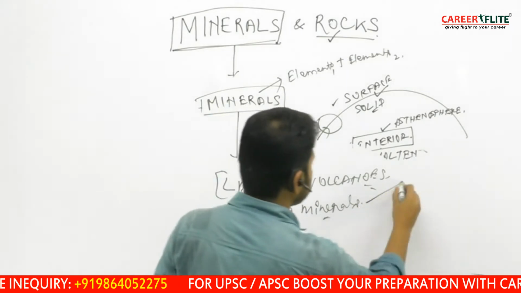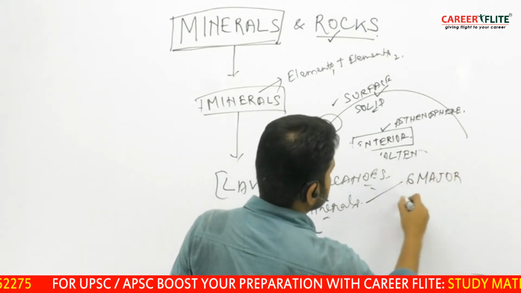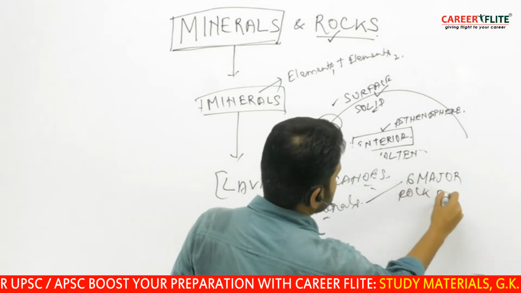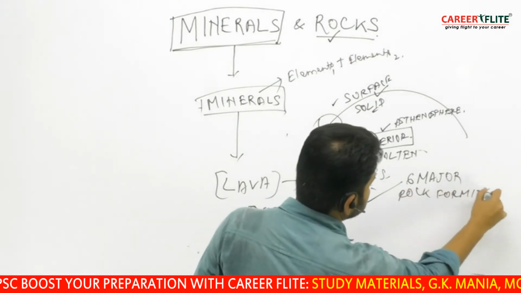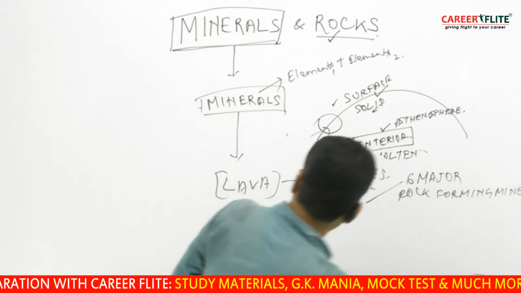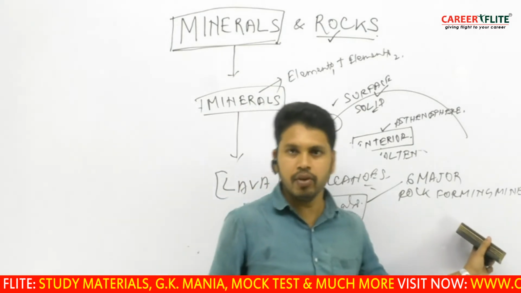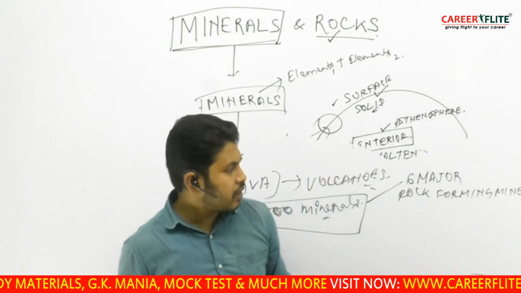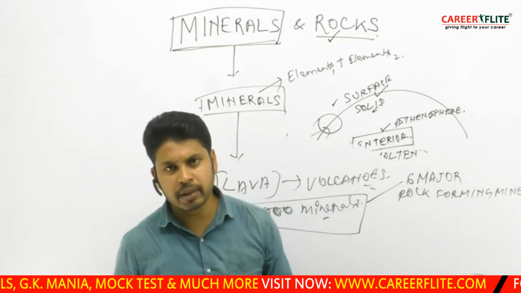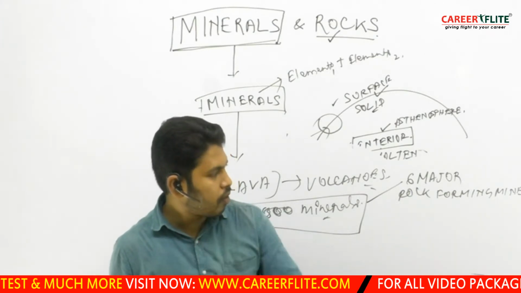There are six major rock forming minerals. This 2000 minerals can be categorized into these six major rock forming minerals. जो rock होगा, rock के अंदर generally 6 major minerals पाया जाता है. तो इनको हम लोग divide करते हैं six major rock forming minerals में.